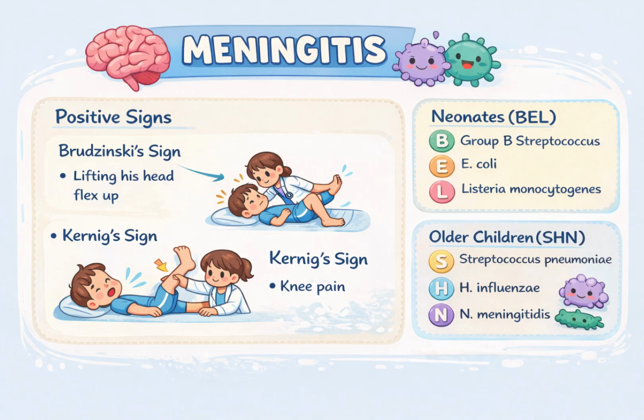Now, the most important organisms for the exams that are very high yield include the organisms that cause meningitis in neonates. You can remember them from the mnemonic BEL. B is group B Streptococcus, E is E coli, L is Listeria monocytogenes. In older children, it's a silly mnemonic, SHN, so Streptococcus pneumoniae, H influenzae, and N meningitidis.